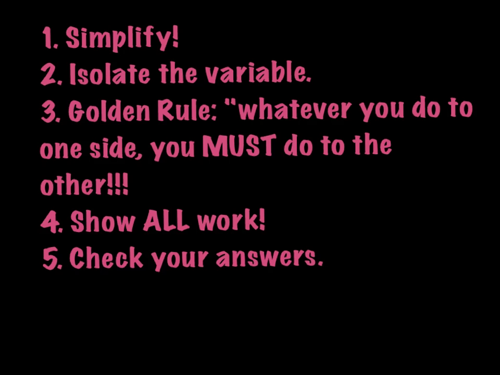Just a quick review of what you should do when solving equations. Number 1, simplify if you can. Number 2, isolate the variable. The whole goal is to get that variable all by itself to see what it equals. Number 3, the golden rule of solving equations is whatever you do to one side, you must do to the other. Number 4, show all your work. And number 5, remember you should never miss any of these because you can plug in your solution and check to make sure that it is correct.